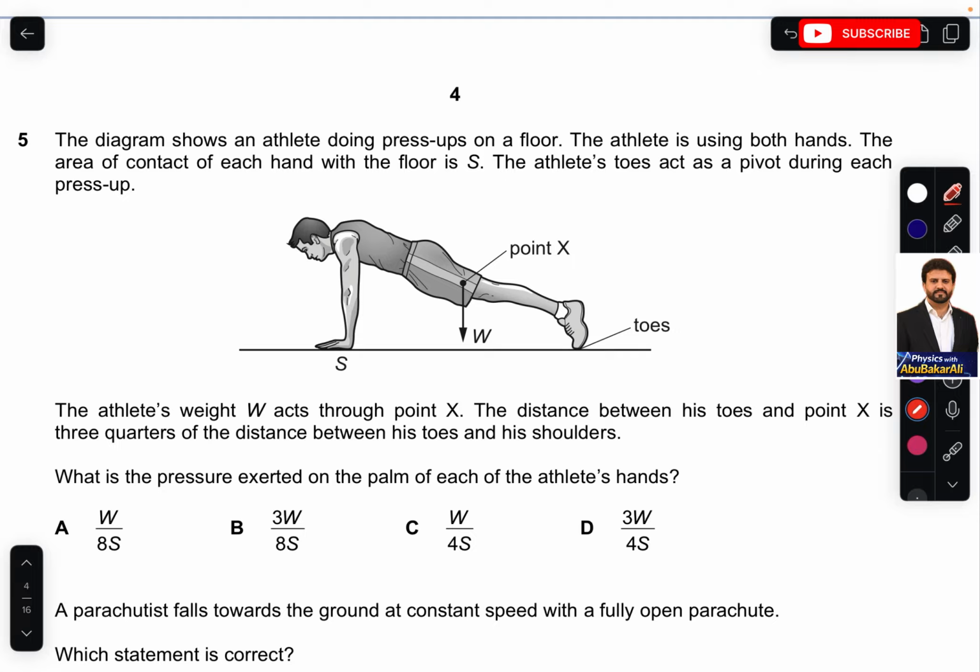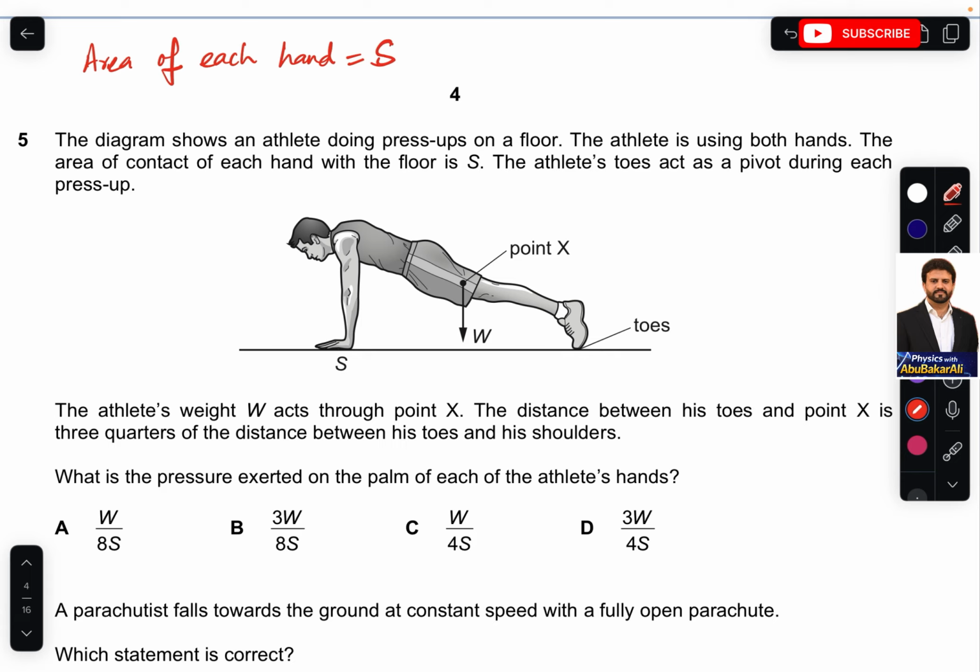The athlete is using both hands. The area of contact of each hand with the floor is S. So area of each hand is S. How many hands do we have? Okay, we have two hands. So for the two hands, the area will be double.